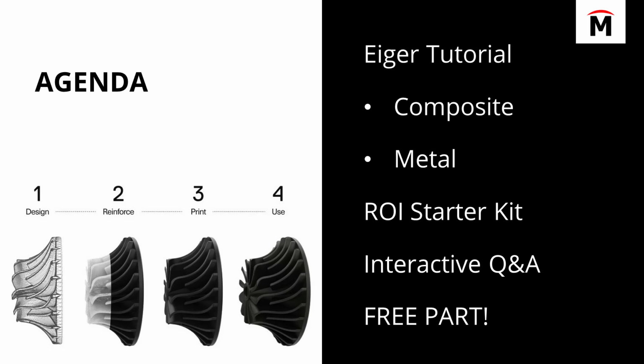This is basically going to encompass the digital forge, so we talk about one big ecosystem of how simple it is to go from composite to metal. And then we're going to talk about the ROI starter kit. And then finally we'll do an interactive Q&A.